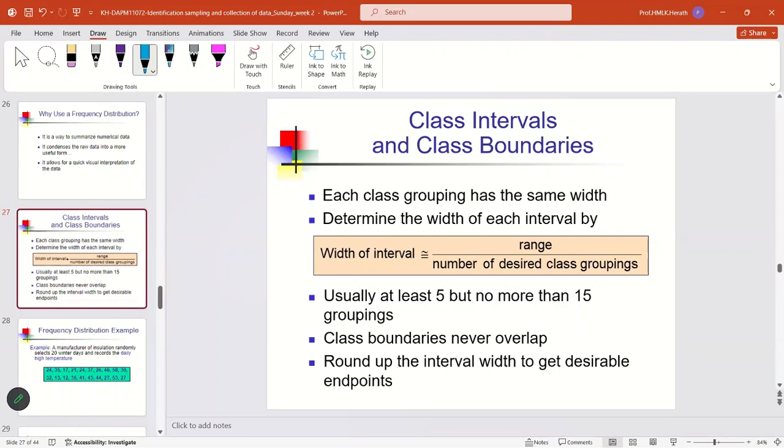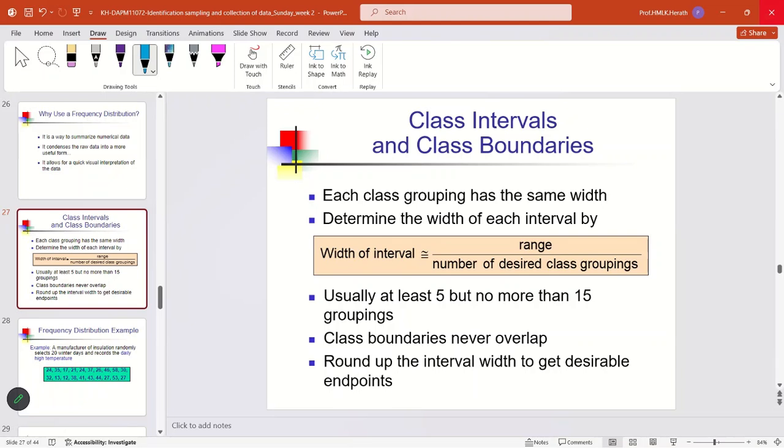Okay, let's see how we can get the class intervals. First we need to understand the class boundaries to define the class intervals. Each class grouping usually has the same width in a frequency distribution. We first define the width of the interval. To get this, we divide the range of our data by the number of classes, the number of groups that we want to have. Usually we set the number of groups from 5 to 15.